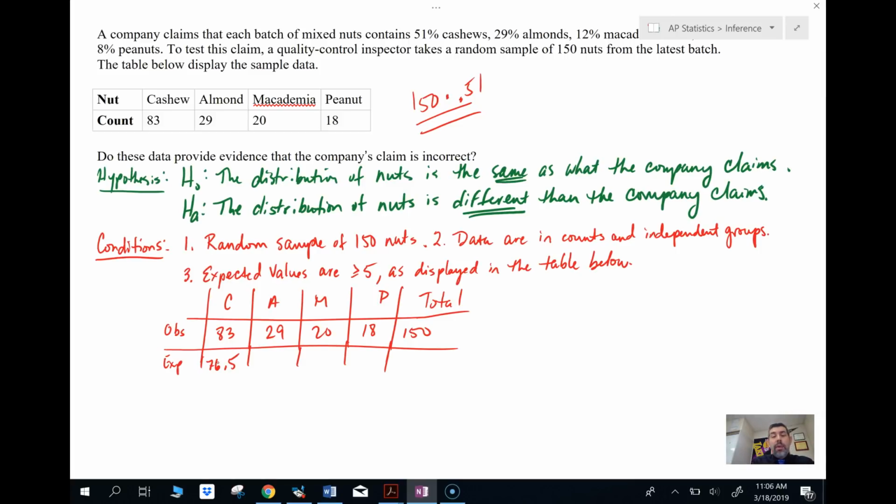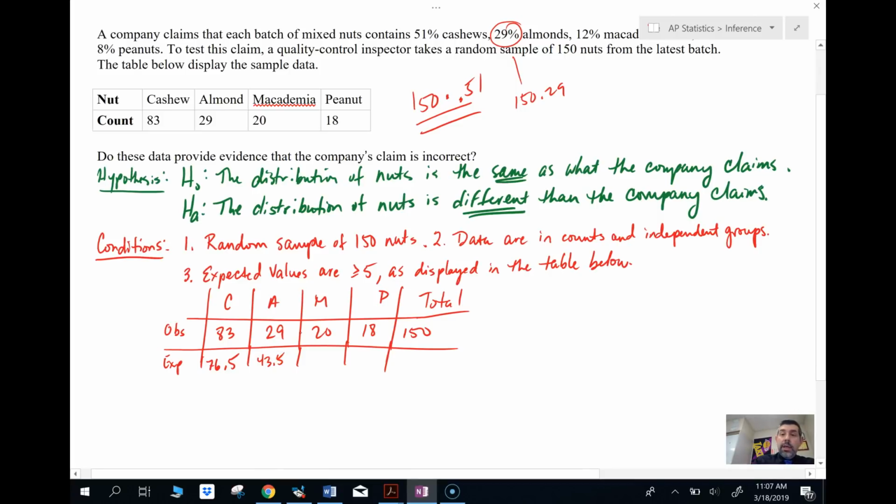I'm just going to round to one decimal place. It really doesn't matter where you round. So we're going to go 76.5 for that. And then for almonds, I'm going to take 150 and see how much 29% of that is. So I'm going to take 150 times 0.29. I'm going to get 43.5.